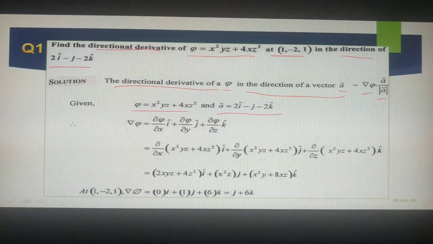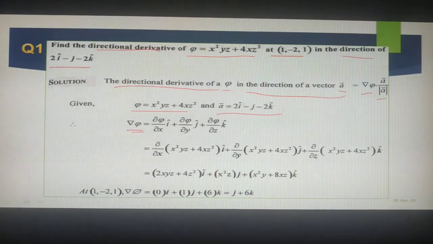Initially we will find del phi, nothing but grad phi. The formula is dou phi by dou x into i plus dou phi by dou y into j plus dou phi by dou z into k. We already did this type of problem in our previous class. So first we find del phi.